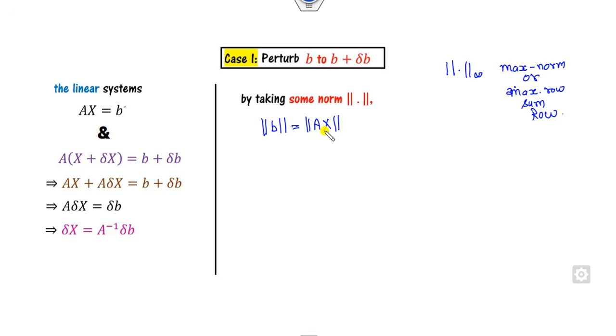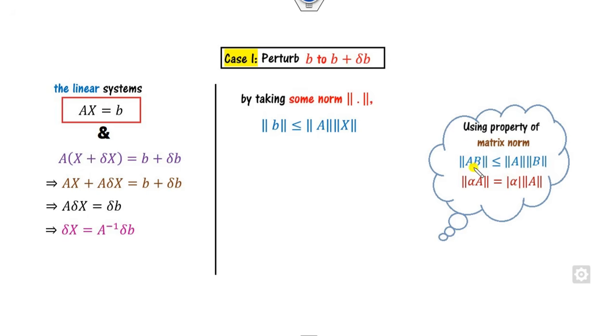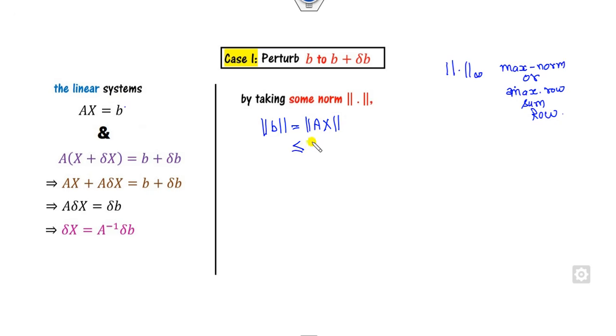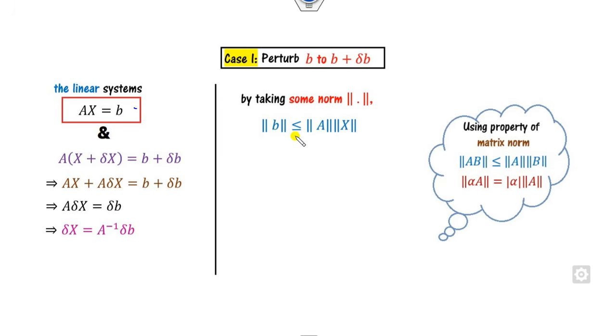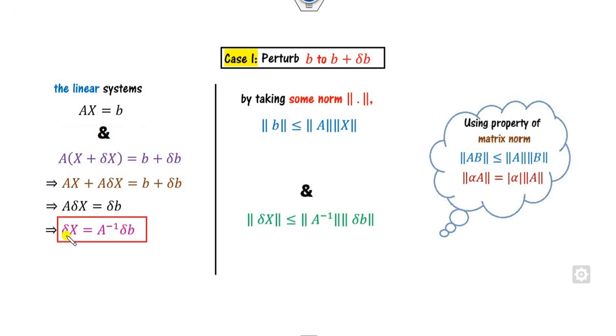We all know the property of the norm of a product AB, which is less than or equal to norm of A times norm of B. So I can use this property here: it is norm of A into norm of B. So I can write it like this. Similarly, I can apply the norm definition here, and you will get this result. Why? Because you can see the norm of delta X, from this case, is equal to the norm of this one.